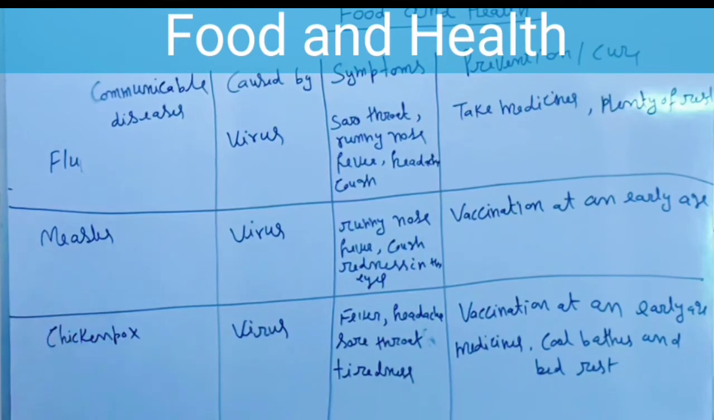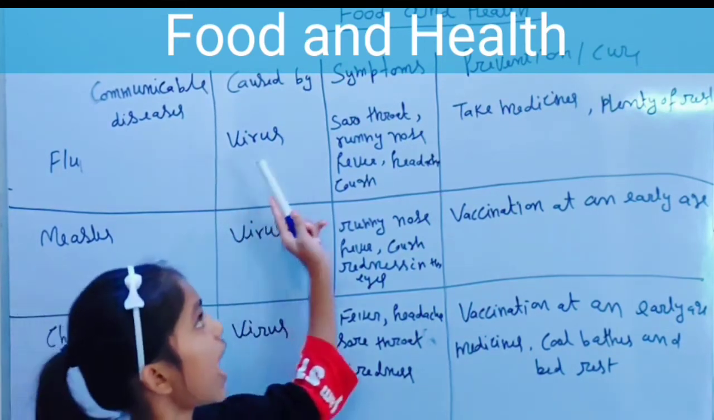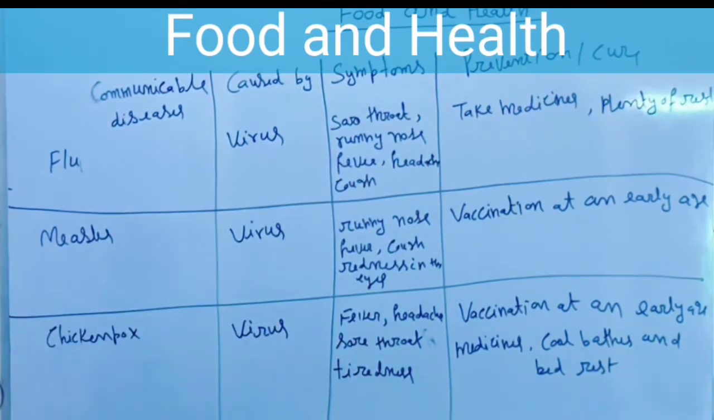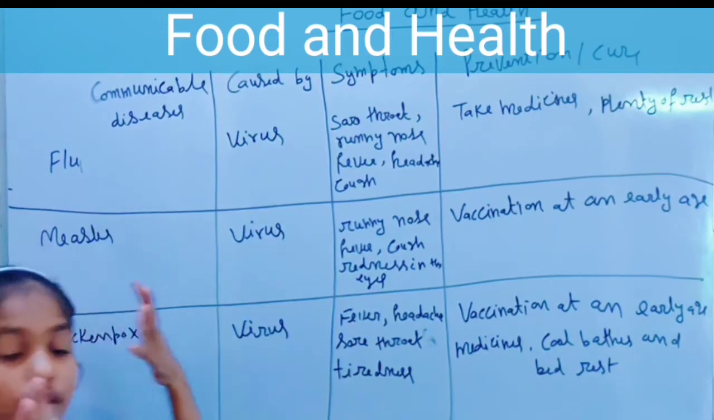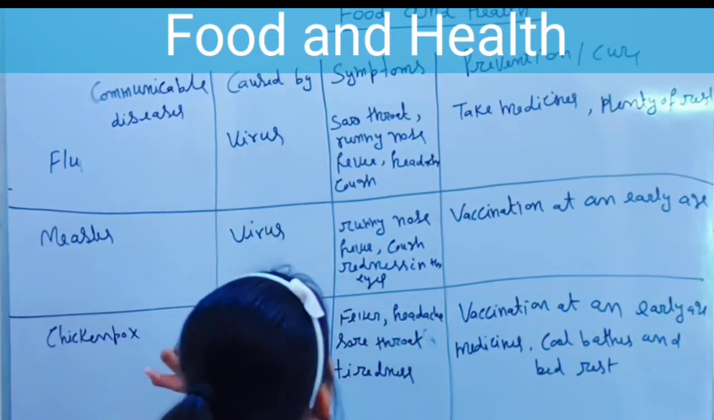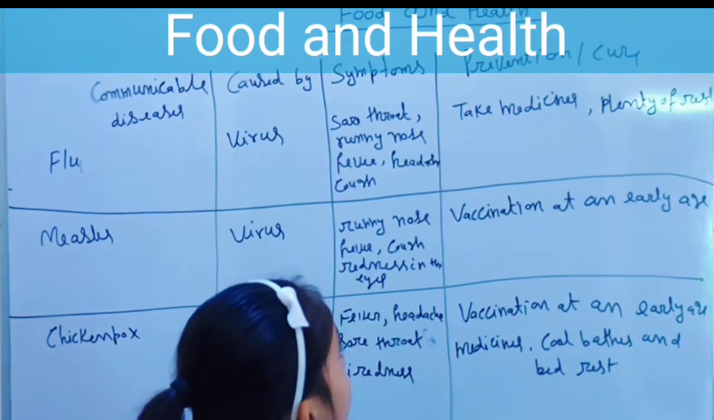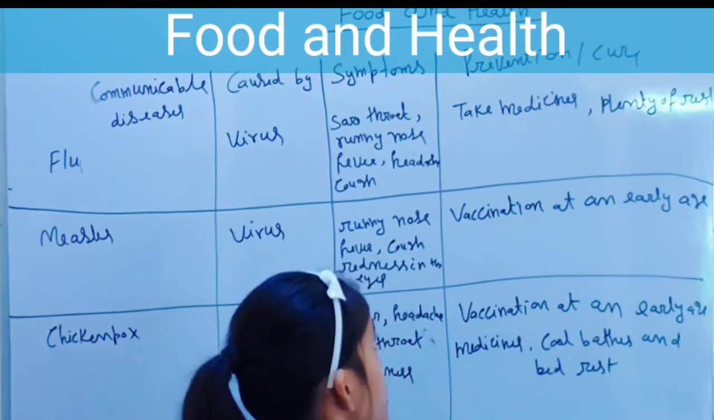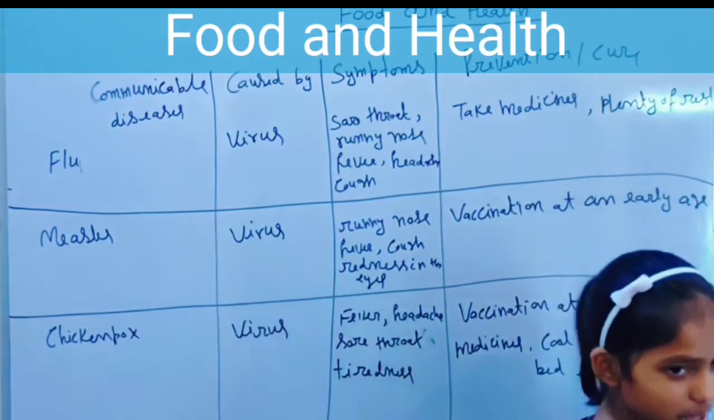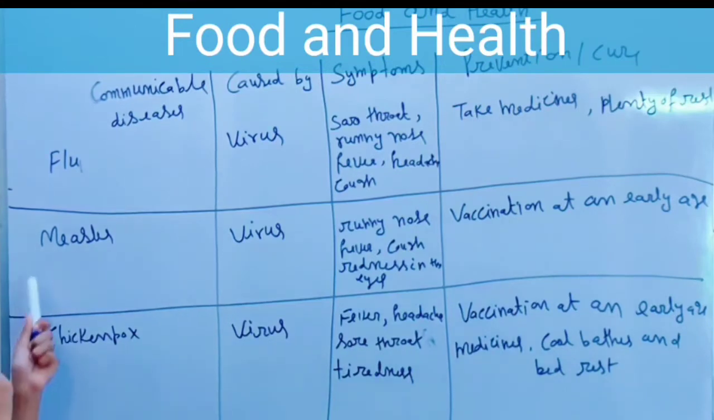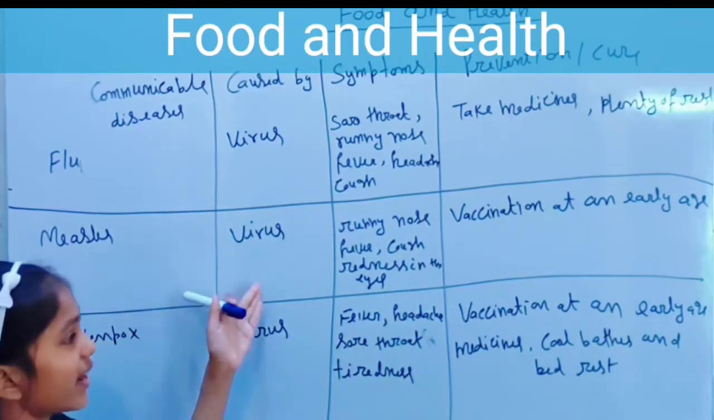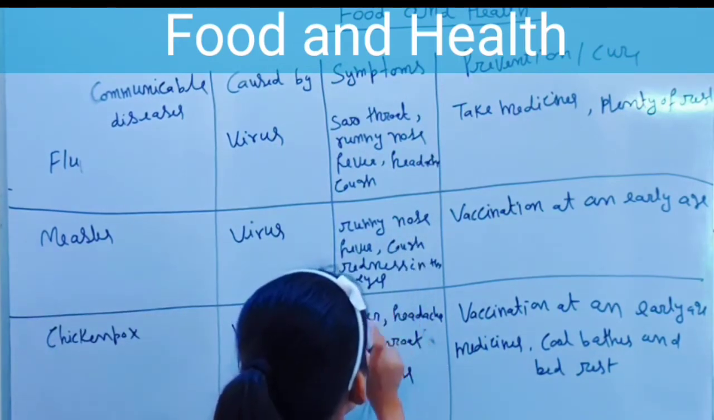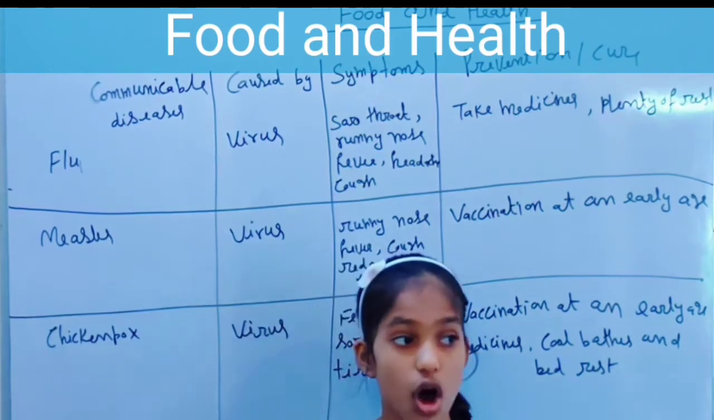Flu. The flu is caused by a virus, and the symptoms are how you will feel with this virus: sore throat, running nose, fever, headache, cough. And prevention and cure: taking medicine and plenty of rest. Now the next is measles, which is caused by a virus, with running nose, heavy fever, cough, and red eyes, meaning redness of the eyes.